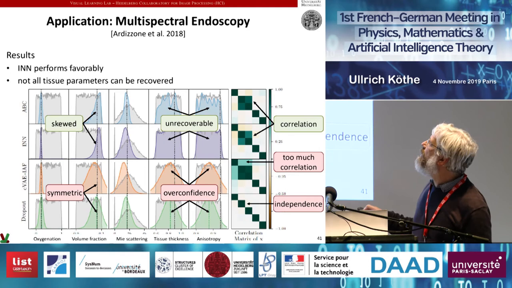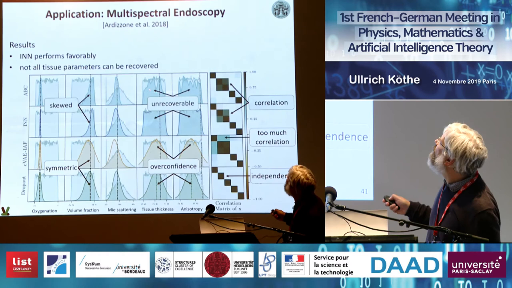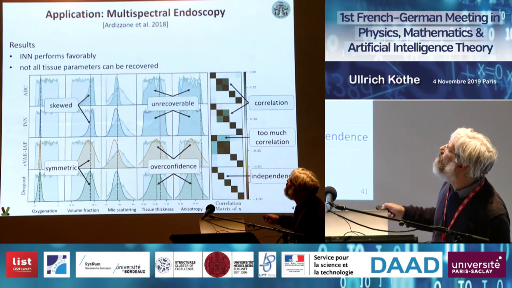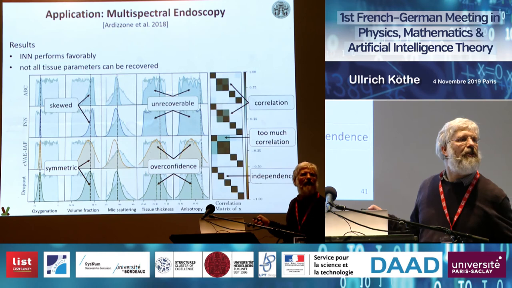So it must be a skewed distribution, whereas the other methods have a symmetric distribution, which also predicts values that are physically impossible. I should first say that the mode, or a very likely value at least, corresponds to the ground truth. So this dotted line is the ground truth, which our method tries to hit.